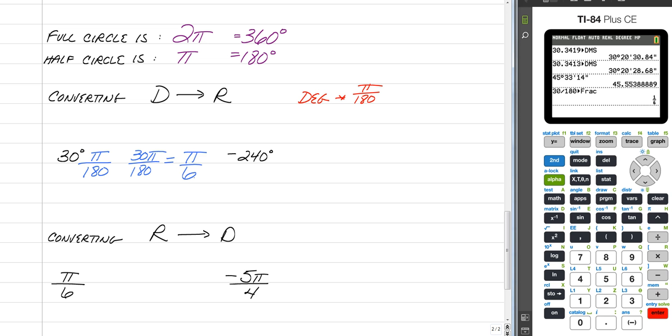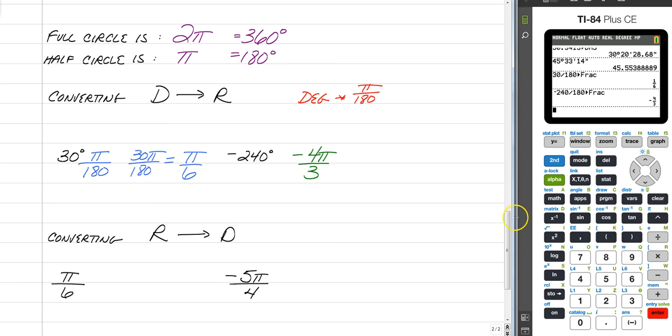So why don't you just figure out what negative 240 degrees is as a radian? And if you took negative 240 and divided that by 180 and changed that to a fraction, you should have negative 4 pi over 3. Okay? So that's how you convert degrees into radians.